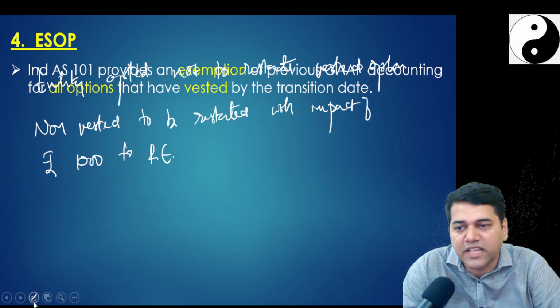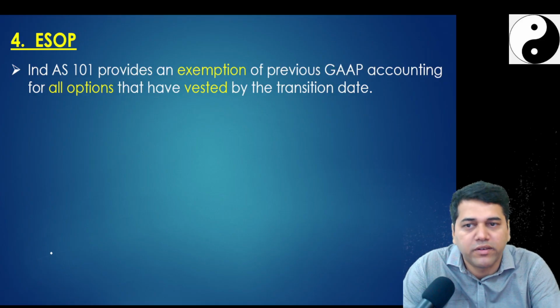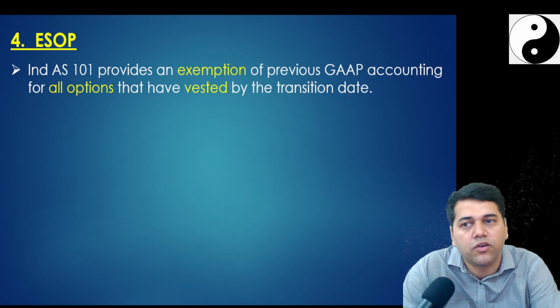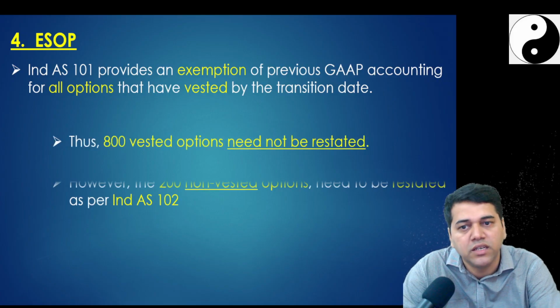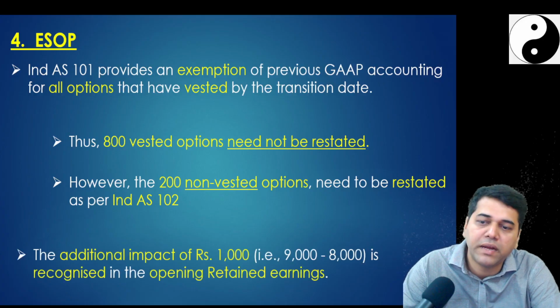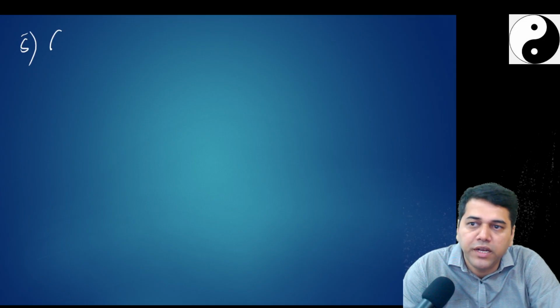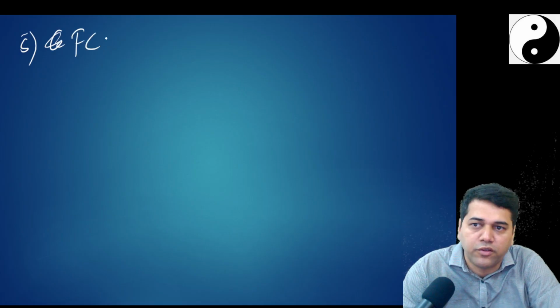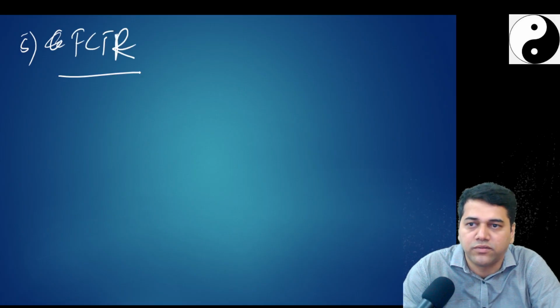So you say that as per 101, it provides an exemption for all options vested. You need not restate, but non-vested has to be restated. So the impact will be taken into the opening retained earnings. And the last one is the cumulative FCTR, foreign currency translation reserve.